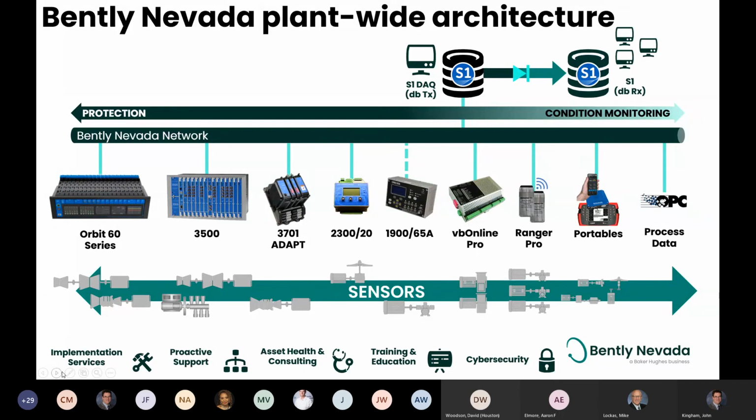From a Bentley Nevada perspective, we also offer that 360-degree approach to customer service. We have implementation services here. These are the guys that will go out and retrofit machines, design brackets, so forth. They'll manage electrical subs and mechanical subs and install monitors, make sure everything is working properly before you come out of your outage. Proactive support. We've got remote monitoring and diagnostic centers. We have six worldwide. One of them is in Minden, Nevada, which is where those of us in the United States and Canada typically go. And then asset health and consulting, that's pretty much our MDS group.